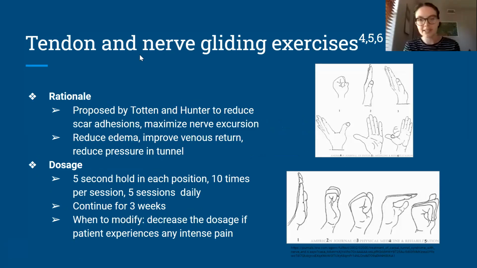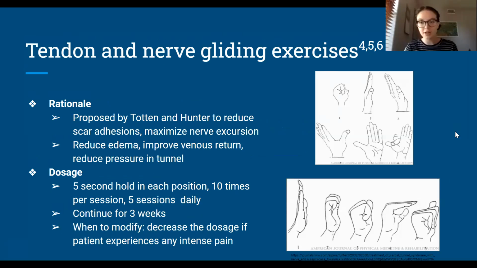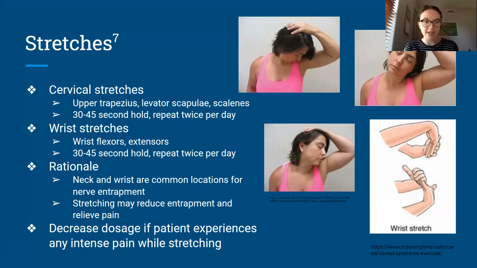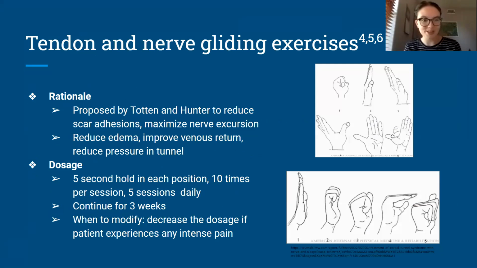Okay, so the exercises that were the most supported by the literature for a conservative approach to treating carpal tunnel were tendon and nerve gliding exercises. These were proposed by Totten and Hunter to reduce scar adhesions and maximize nerve excursion, and they've also been shown to reduce edema, improve venous return, and reduce pressure in the tunnel, all of which will improve the symptoms.